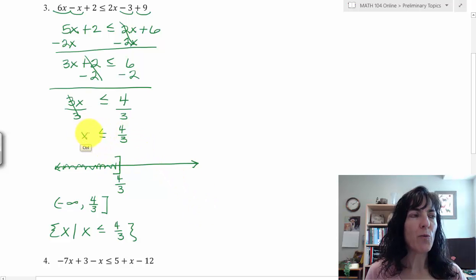So again, 4 ways to show my answer: algebraic notation, graph, interval notation, and set notation.